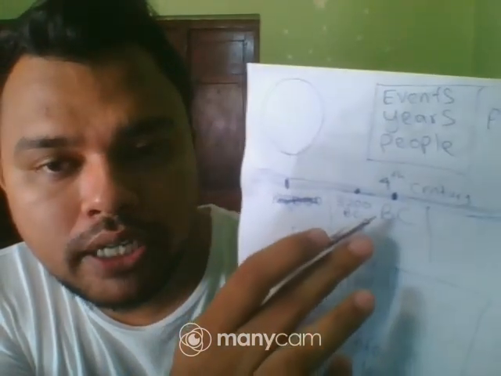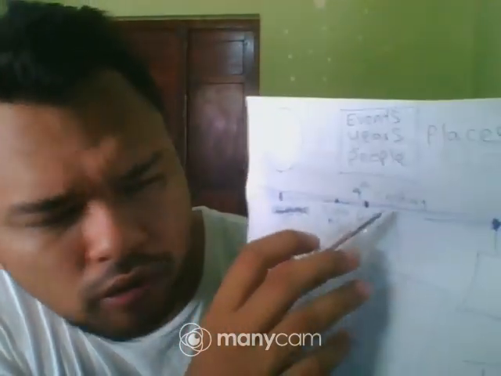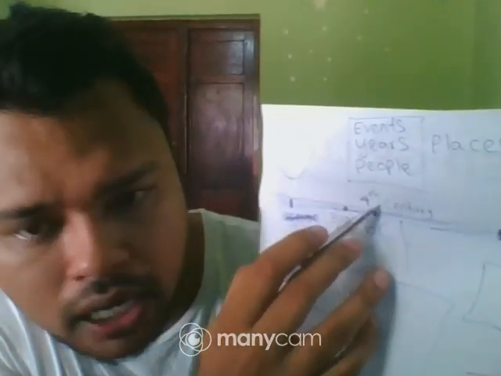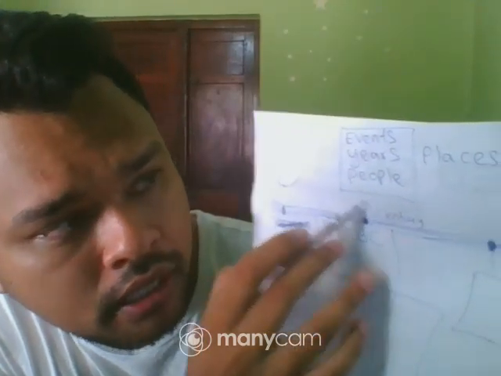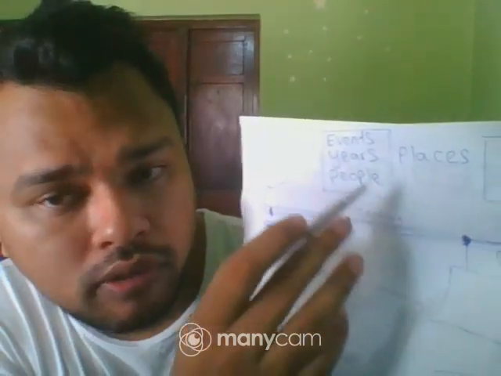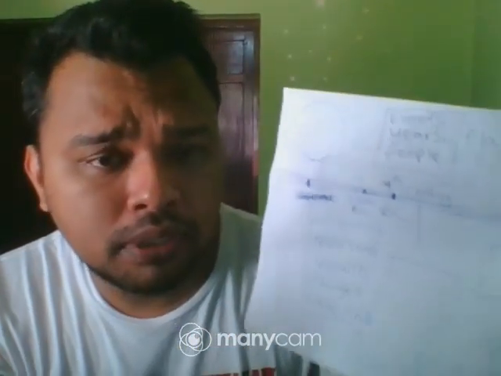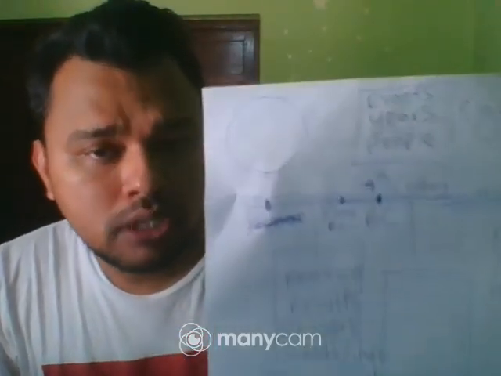So what you are going to write here is the event: Vijaya came to Sri Lanka. And the year that is involved, obviously the year is over here, you're going to mark it big and bold here. And the people involved, who came, and the places that are involved. Where did he land? Where did he embark from? And things like that. That is just an example of how to record the details here.